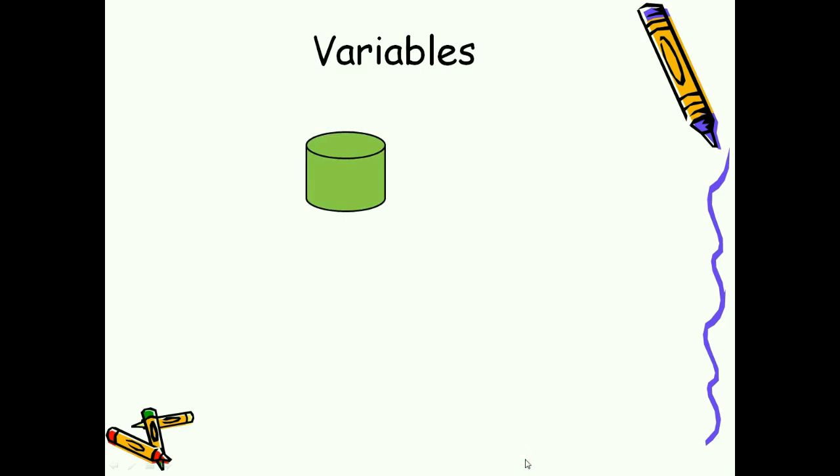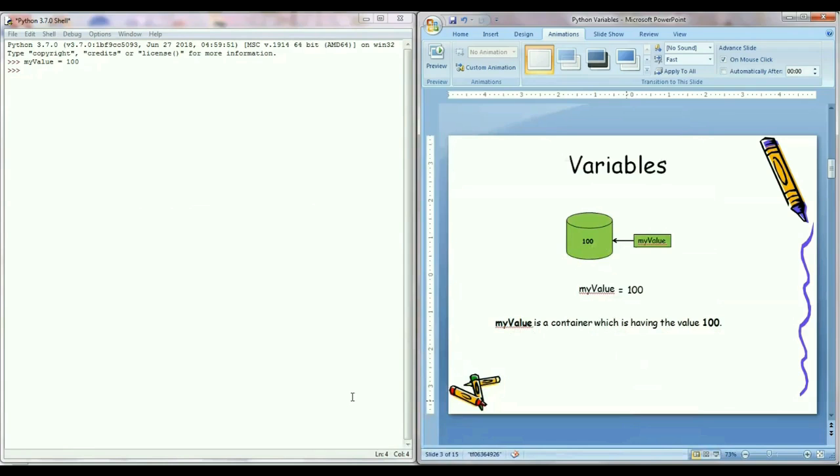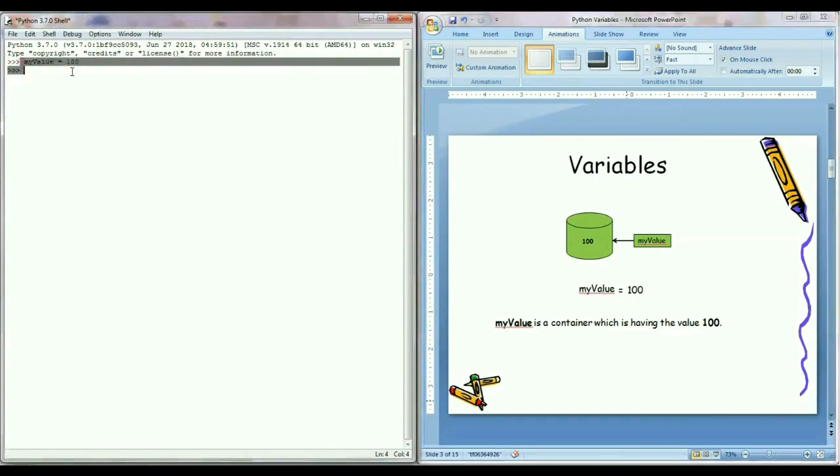So for storing values in a variable, first we need to give some name to the variable. For example, I am giving the variable name my_value and then an equals sign for assigning some value to the variable. For example, 100. So I have written my_value = 100. Here my_value is a container which is holding the value 100. Right? When I call my_value and press enter, it gives me 100 because my_value is equal to 100.